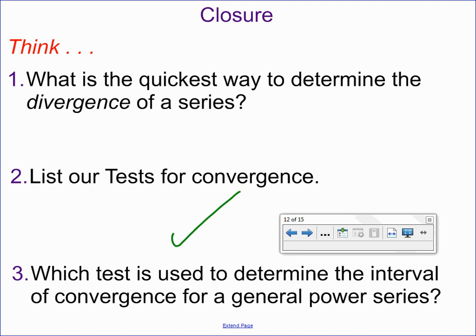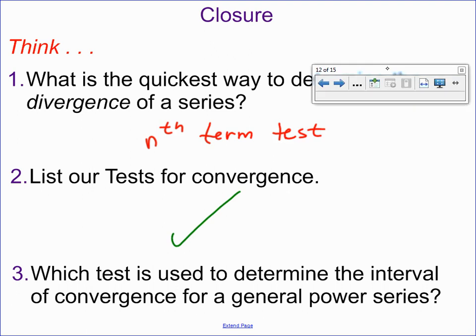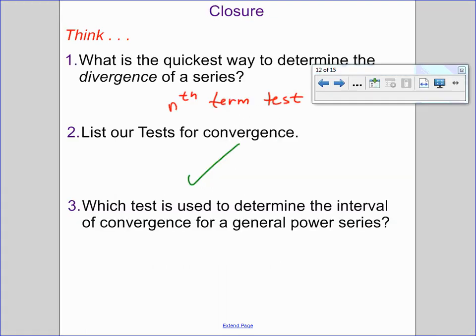Kobe? Nth term test. If the value of the nth term does not approach zero in the limit, then the series automatically diverges. Our tests for convergence we just listed in detail. And lastly, which test is used to determine the interval of convergence for a general power series? So which test do we go to if we want to determine an interval of convergence? Sophia? Ratio. Yeah, the ratio test is our go-to tool for that.